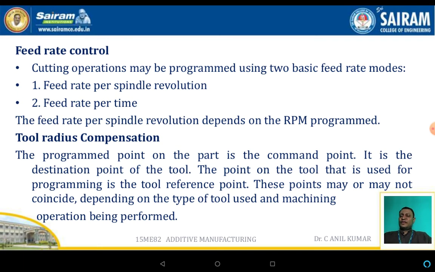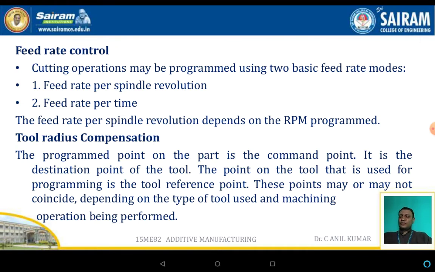Next one is feed rate control. The feed rate control for the cutting operation may be programmed using two basic feed rate modes: the feed rate per spindle revolution and the feed rate per time. The feed rate per spindle revolution depends upon the RPM which has been given in the program.